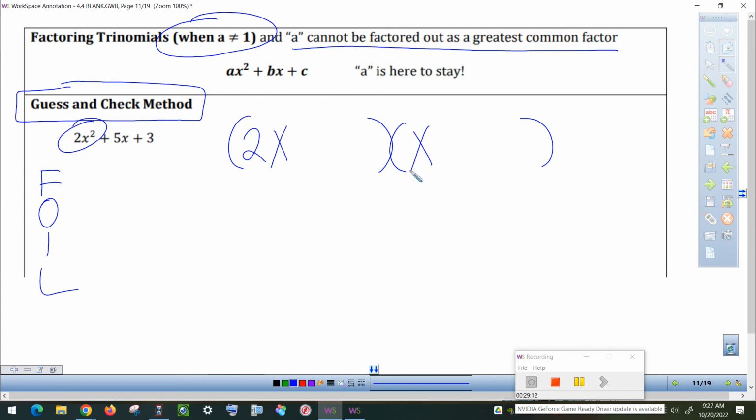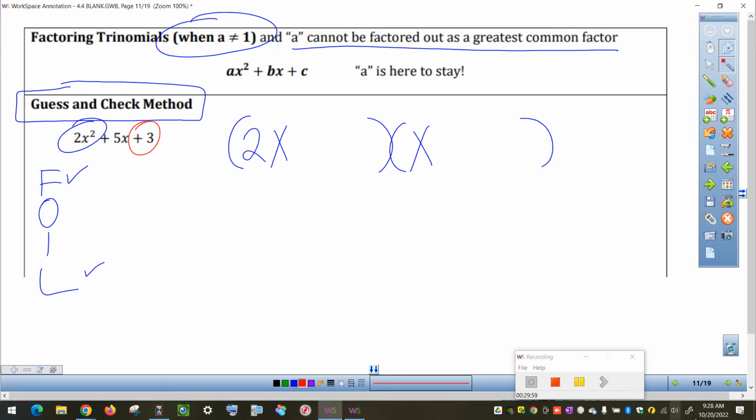Now the next thing we want to look at is the last term multiplied by the last term. Well, I can see here in the problem that that is going to end up being 3. Hold on, I want to change to a different color. The last term times the last term has to be 3. Well, there's only one way that that can happen, if it's 1 times 3. Now here's where the guess and check comes in. Where do we put the 1 and where do we put the 3?